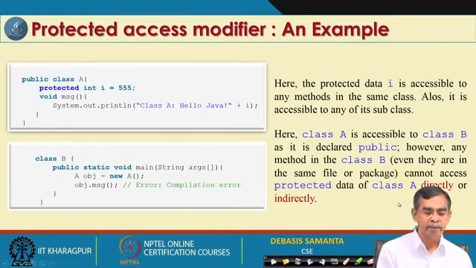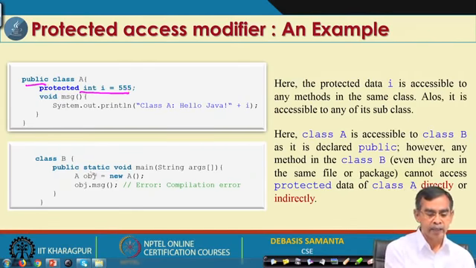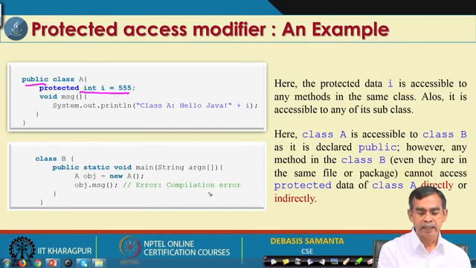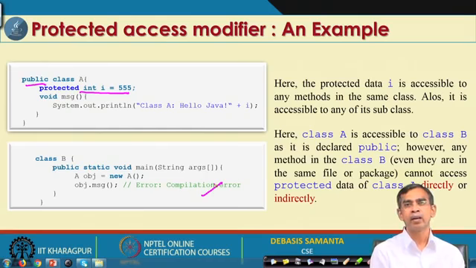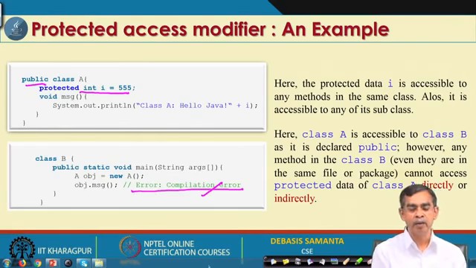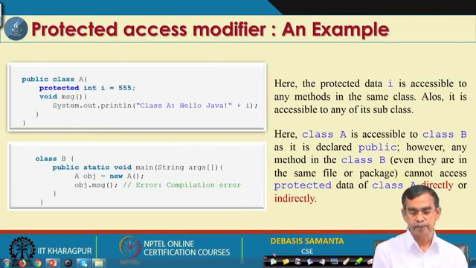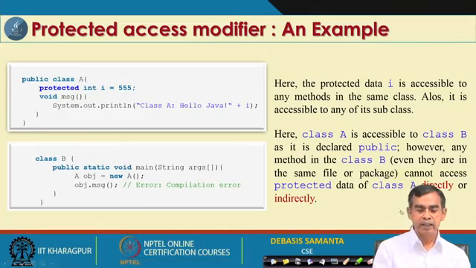Here, let us have a quick look at it. Class A is declared as public, and here one data member is declared as protected. Now, if class B tries to access this protected data, it will be a compilation error. But if they are in the same file, then there is no compilation error. So, in the same file it is allowed, but a different file or any outside class cannot access the protected data. This is the concept of protected.